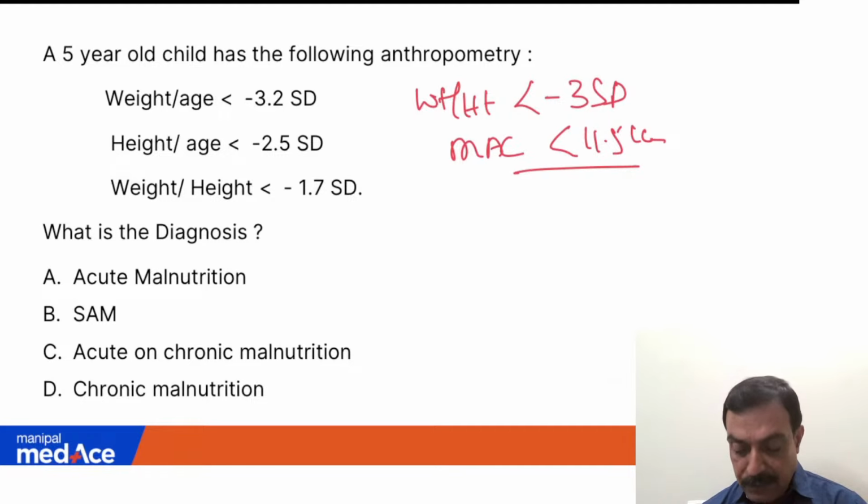In chronic malnutrition, remember both weight for age and height for age are reduced, and they are proportionate. Here they are not proportionate, they are disproportionate. So the correct answer or closest to this answer is acute on chronic malnutrition.